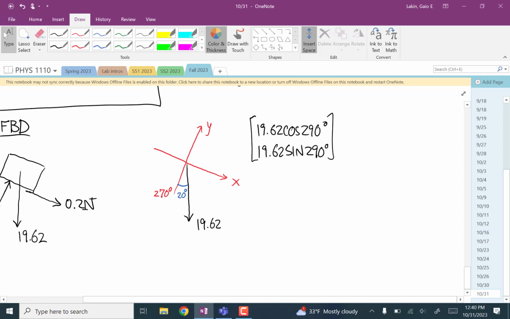Okay, 19.62 times cosine of 290 and sine of 290. So you get 6.71 for the x component, negative 18.44 for the y component.